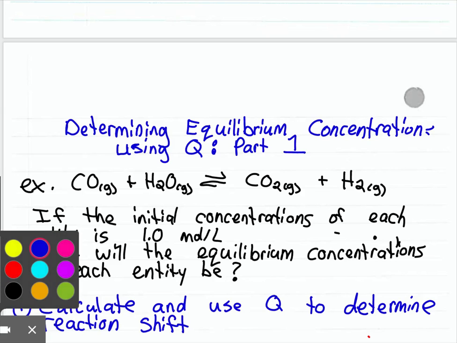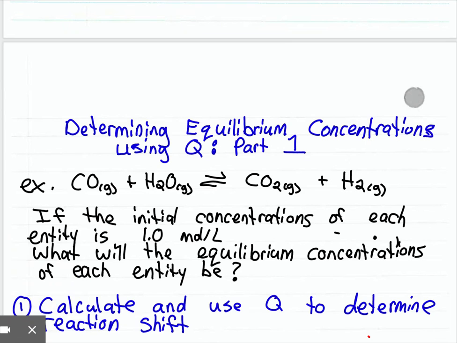Okay, we are going to be looking at using our reaction quotient today to determine equilibrium concentrations. Now, this is part one of three different lessons where you are going to be calculating equilibrium concentrations. These problems take a few of the lessons that we've done recently and put them all together. And so the best way to learn how to solve these problems is to do an example.